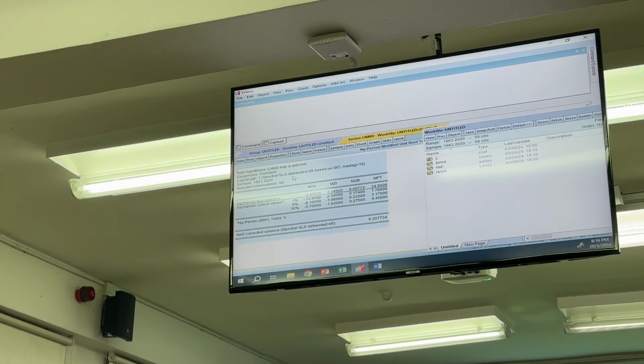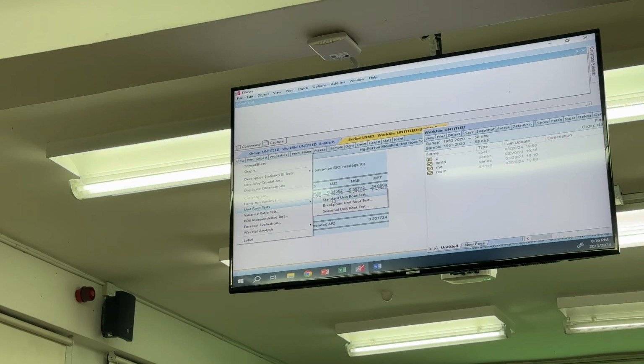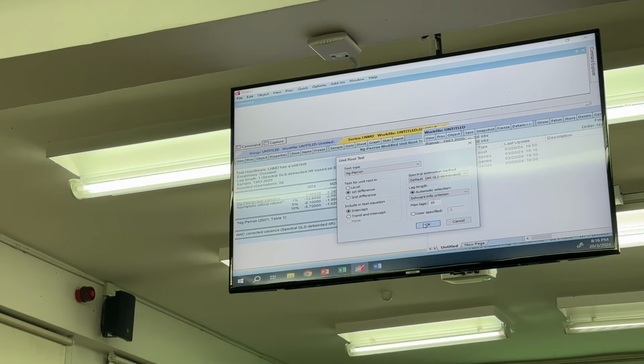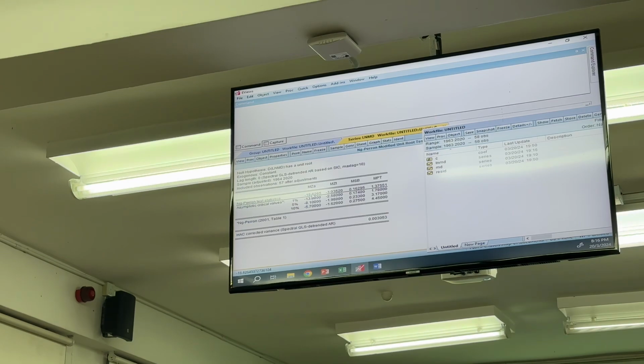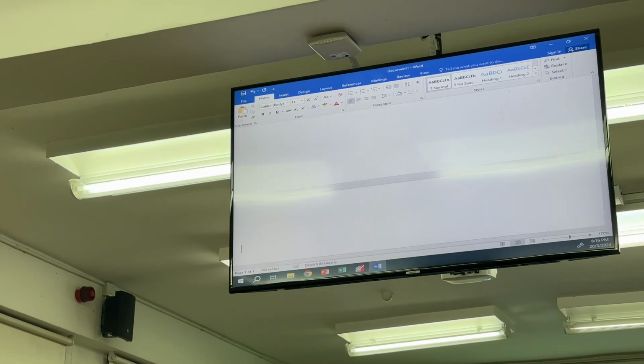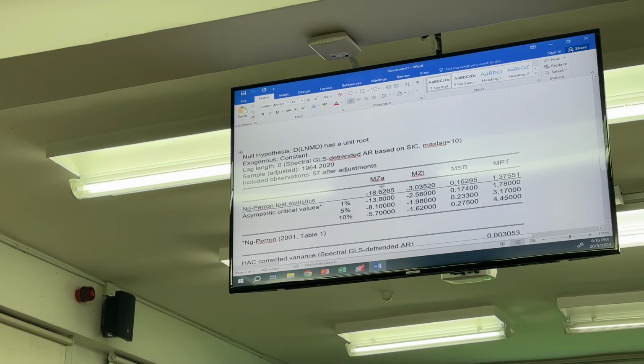So how about the first difference? I go to View again, go to Unit Root Test, and choose first difference. Once I click OK, the test shows that the series is I(1), because it is first difference stationary. So this is how I make this conclusion. There are four different test statistics proposed by Ng and Perron. Once I first difference the series and test the equation, the series shows that these two statistics are smaller than the critical value.